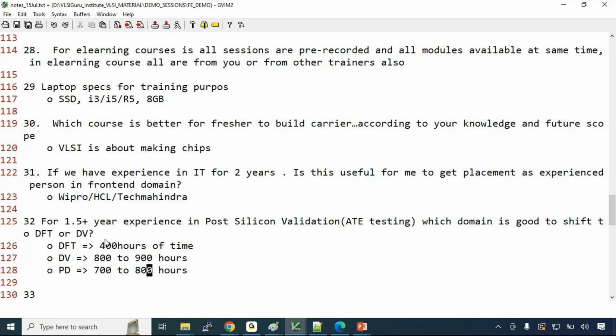So why I suggested DFT: because you are already working, you will have your own schedule, and with that schedule, taking out time will be difficult. So DFT will give you a better chance to prepare and get a job. And it's close to what you do in post silicon validation. You use the test vectors; now you're doing a little more research into how the test vectors are generated.